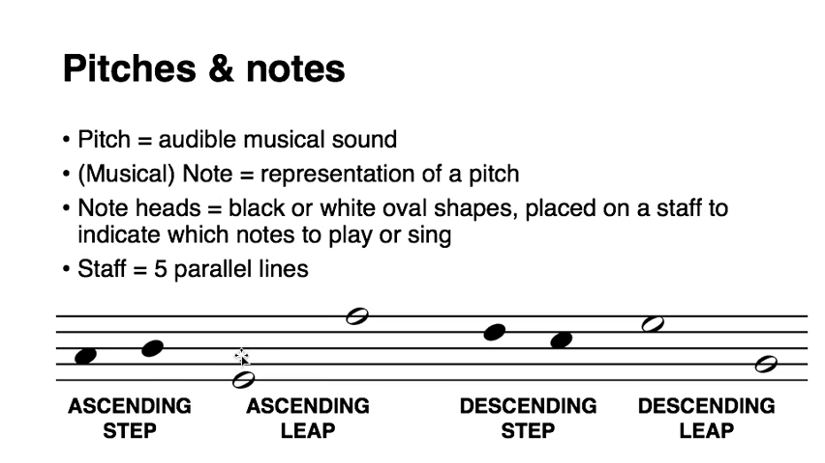You can see that the staff that these note heads are laid onto consists of 5 parallel lines, which then create 4 spaces between the lines. The note heads are placed on the lines or in the spaces between them, and each position refers to a different pitch. The rule of thumb is the higher you go on a staff, the higher is the pitch indicated. And the lower you go on a staff, the lower is the pitch indicated.